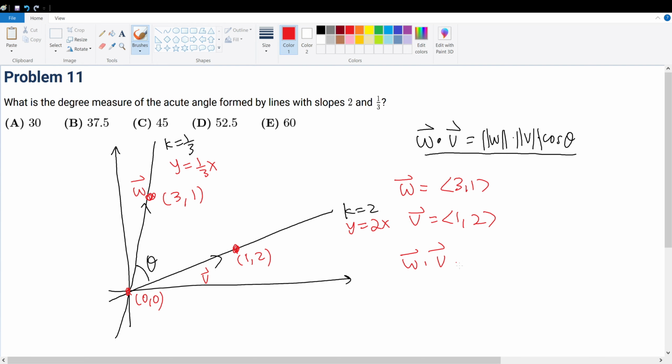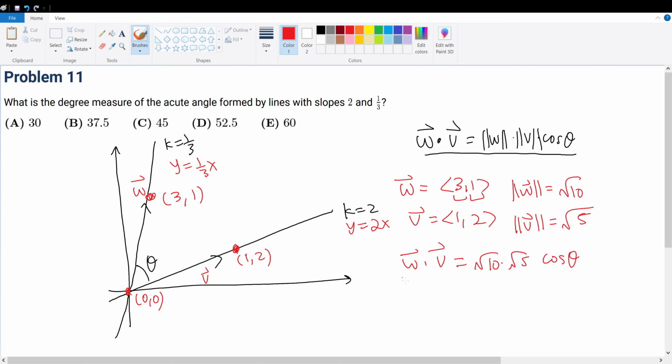Well, w dot v is the same thing as the magnitude of w times the magnitude of v times cosine theta. So the magnitude of w is simply the square of 3 plus the square of 1, taking the square root. So that's square root of 10. And this is going to be the same thing, where the magnitude of v is equal to 1 squared plus 2 squared, square rooted, which is the same thing as root 5. So this is root 10 times root 5 times cosine of theta.